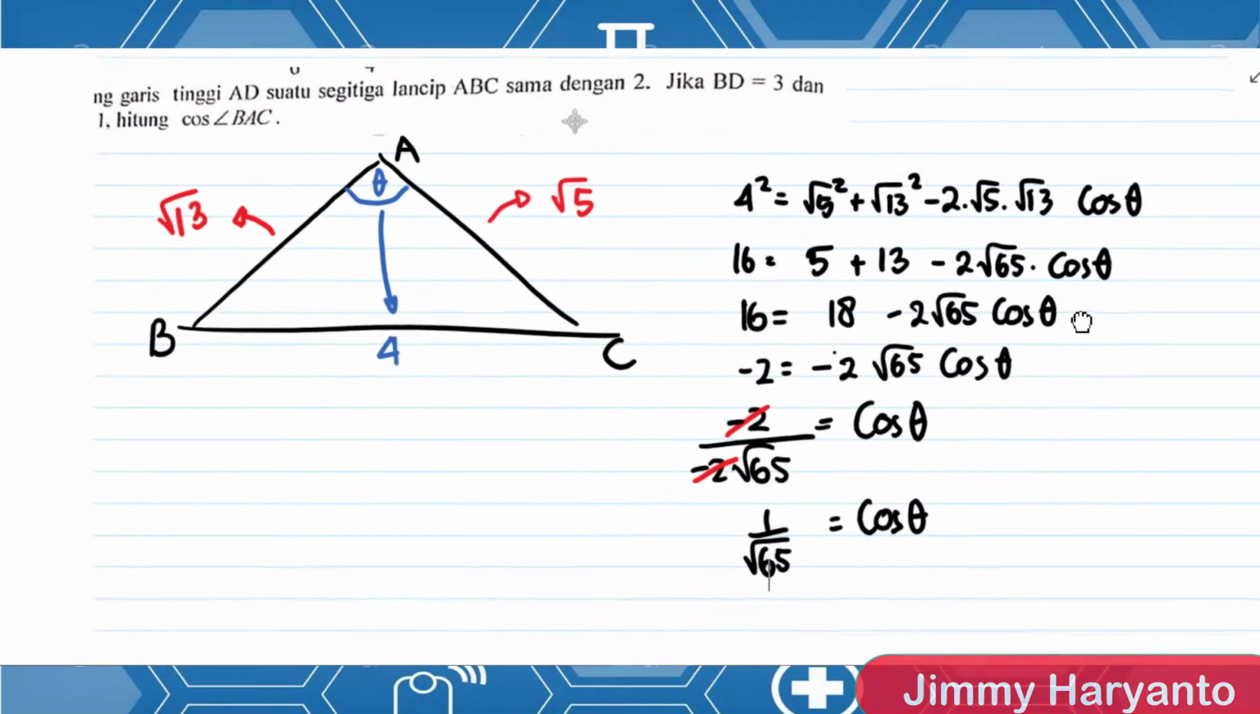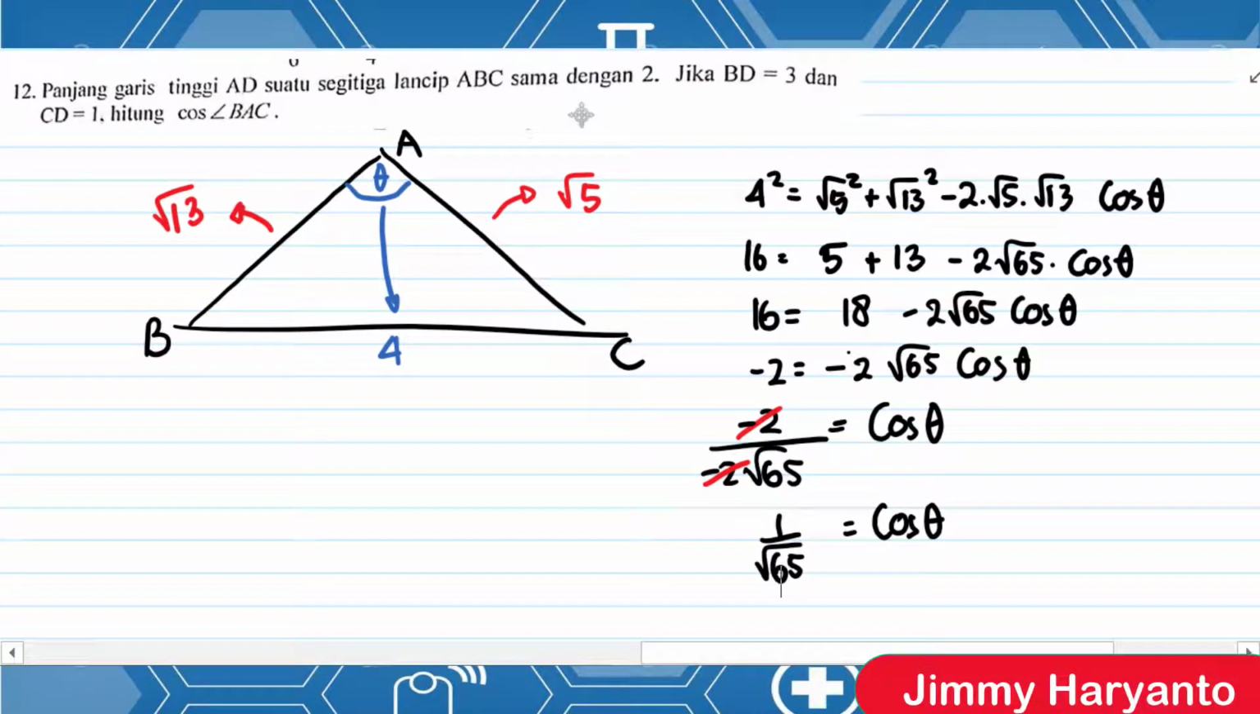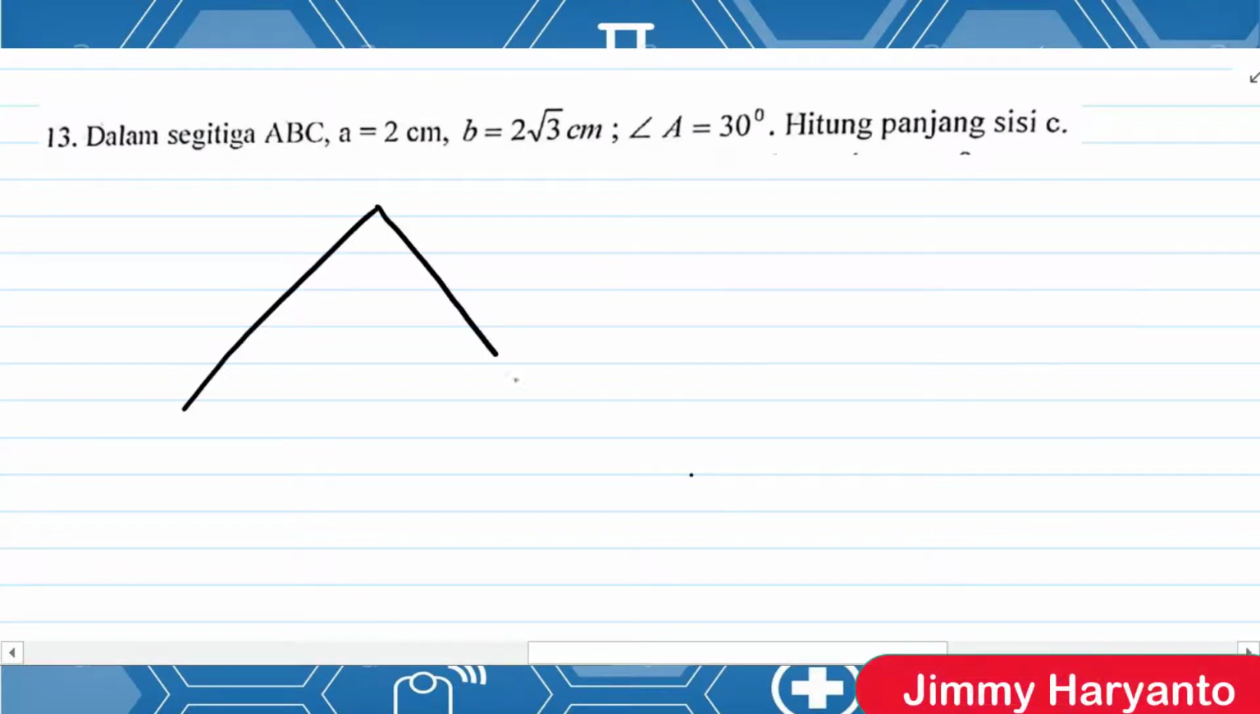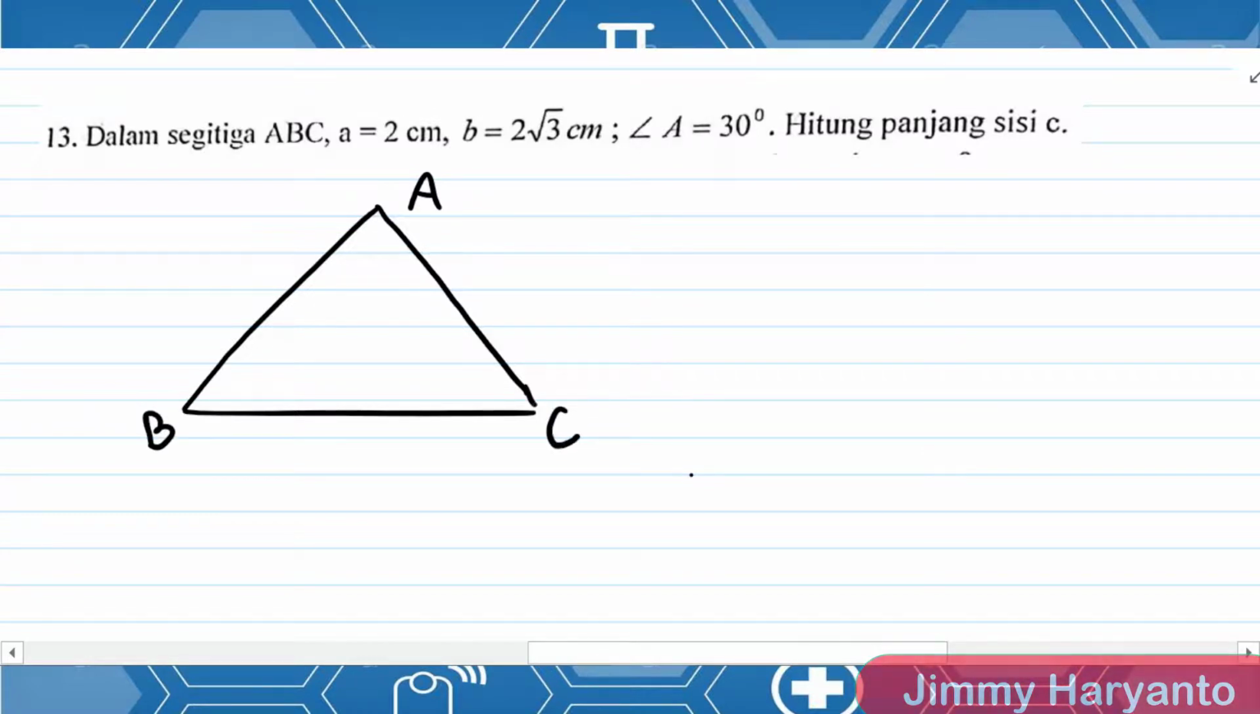So theta is just like that, and then cos of angle BAC is the same as cos theta, 1 over square root of 65. Next is number 13. I have triangle ABC. This is A, B, and C. The side opposite A is small a, which is 2 centimeters. Small b is right here, 2 square root of 3. Then I have this angle, 30 degrees. The question wants us to find the length of c.